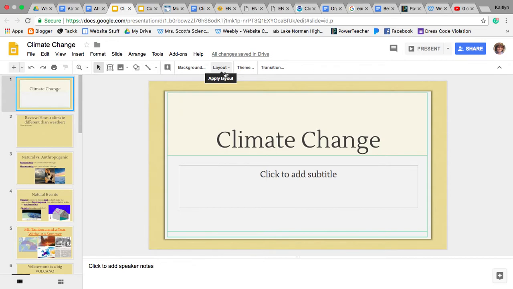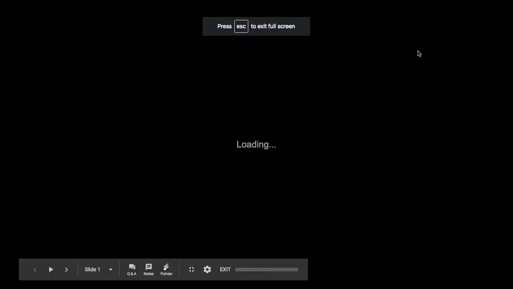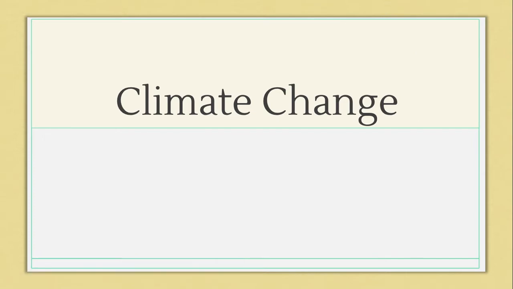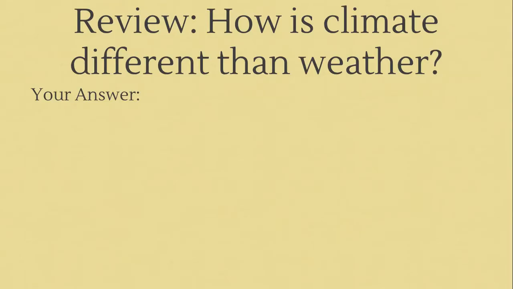So yesterday we looked at factors that affect climate, and today we want to look at how climate can be influenced by multiple things. So how does it change over time, and what does that mean for us? So let's start with how climate is different than weather. So write down what you remember from yesterday.